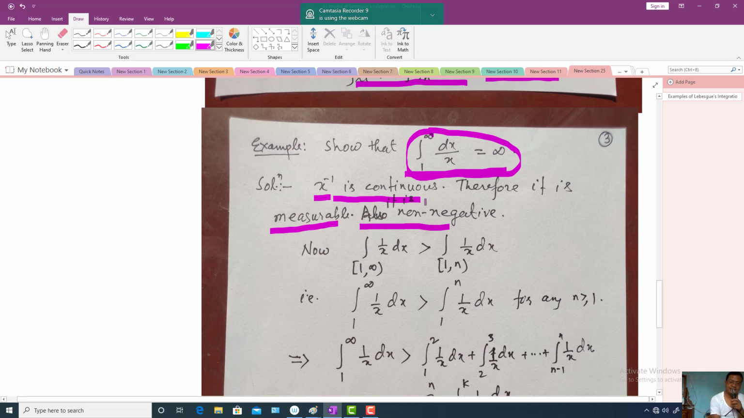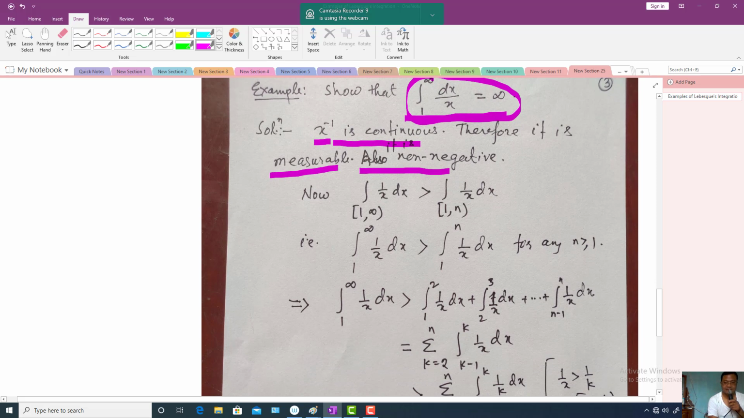So it is an example. It is a function which is measurable as well as non-negative. So according to the definition of Lebesgue integration for a non-negative measurable function, its Lebesgue integration is defined. So let us see what is the value of this Lebesgue integration.